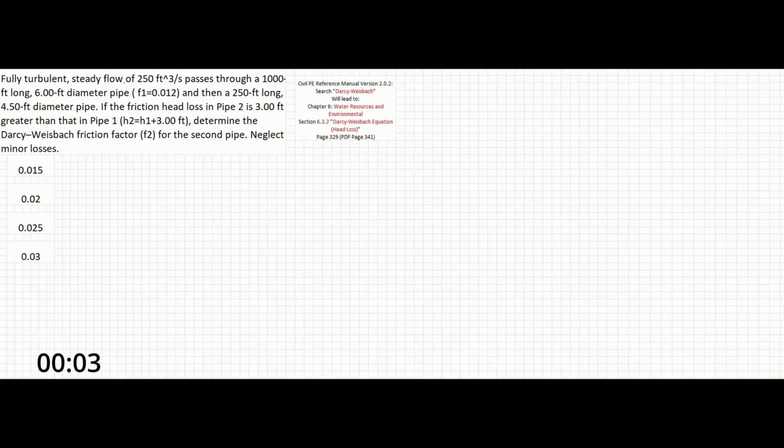A fully turbulent steady flow of 250 cubic feet per second passes through a 1,000 foot long, 6 foot diameter pipe with an F1 of 0.012, and then through a 250 foot long, 4.5 foot diameter pipe. If the friction head loss in pipe 2 is 3 feet greater than that in pipe 1, where H2 equals H1 plus 3 feet, determine the Darcy-Weisbach friction factor F2 for the second pipe, and neglect minor losses.